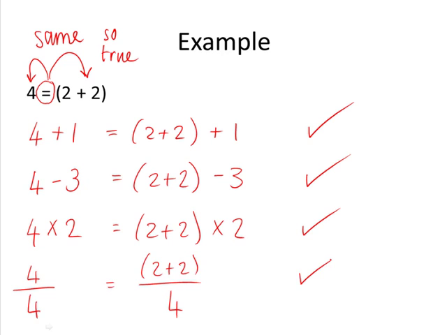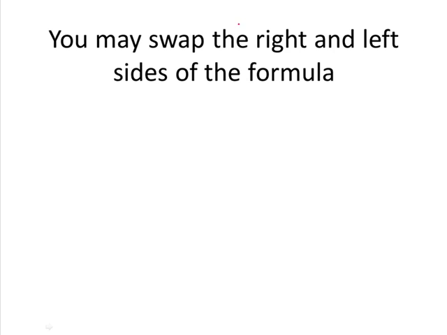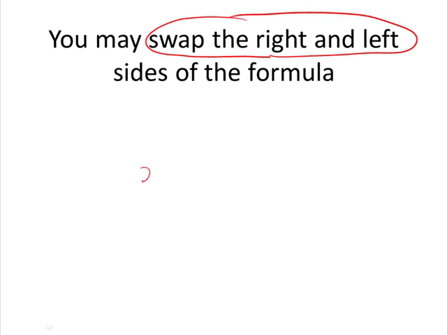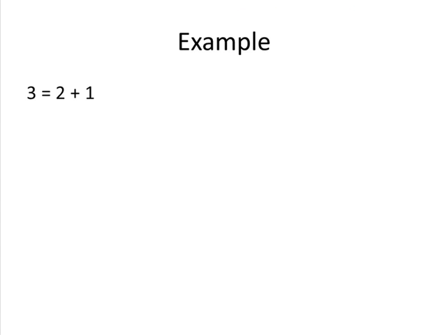So all of those things remain true because what's on the right-hand side of the equal sign and what's on the left-hand side of the equal sign are the same thing as one another. They're equal to one another. Next principle. You are allowed to swap the right and the left sides of the formula around. That's because if one thing equals the other thing, well then the other thing does equal the one thing. It doesn't matter in which order you write it. So for example, 3 does equal 2 plus 1, and so does 2 plus 1 equal 3. It doesn't matter that I've changed the order around. Capital T equals small t plus 273 is the same thing as small t plus 273 equals capital T.